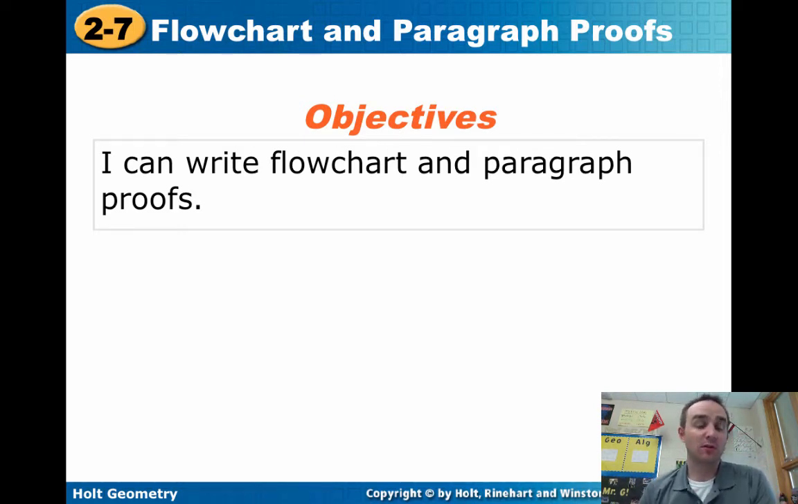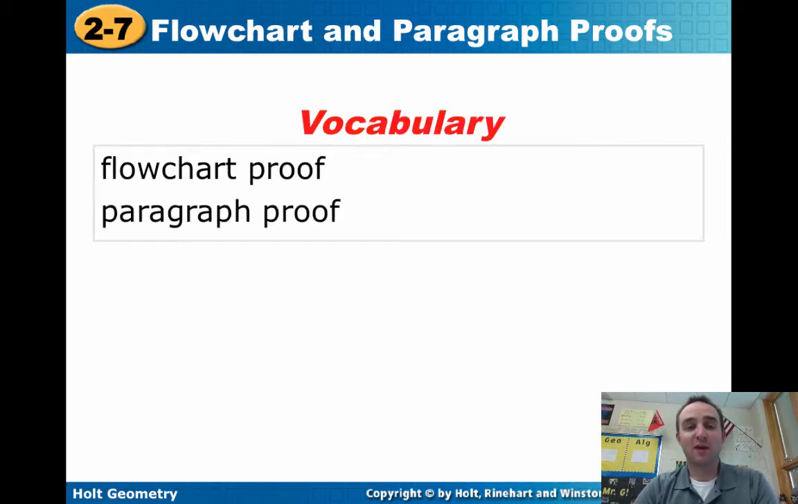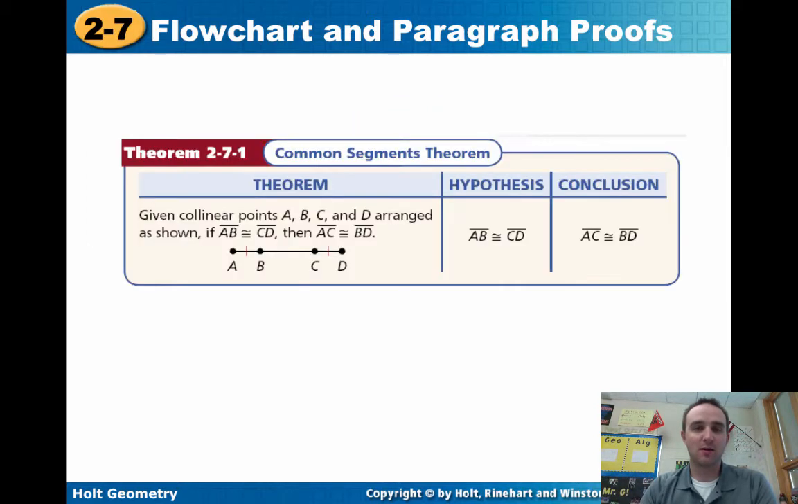So yesterday, or last section, we looked at two-column proofs. Today we're going to look at flowchart and paragraph proofs, two different ways to write those proofs. So here we go. Vocab that we need to know, simple: flowchart, paragraph proof. You'll learn exactly what those are.